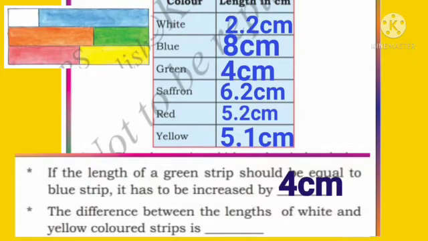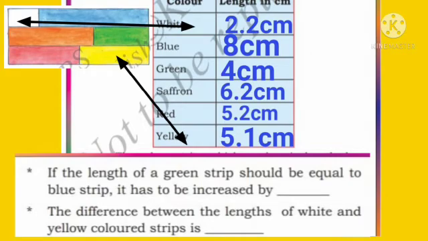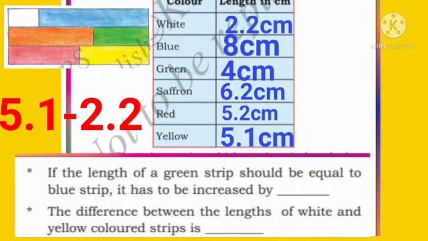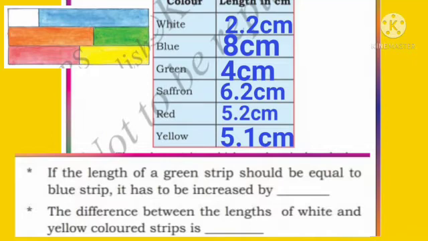Next we have to find the difference in length of the white and yellow strips. Difference means we have to subtract. The length of the white strip is 2.2 cm. The length of the yellow strip is 5.1 cm. The difference in length is 5.1 minus 2.2, which is 2.9 centimeter.